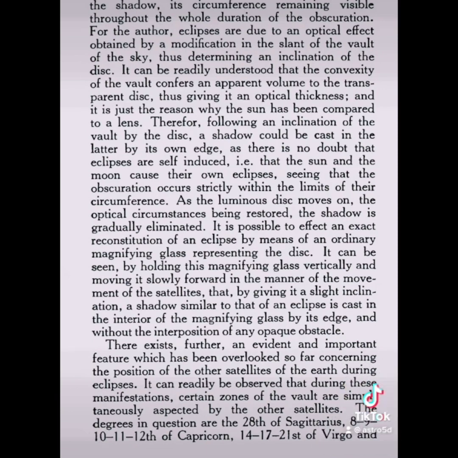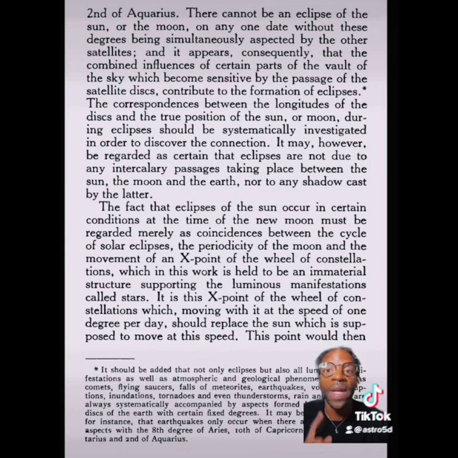There exists further an evident and important feature which has been overlooked so far concerning the position of other satellites of the Earth during eclipses. It can readily be observed that during these manifestations, certain zones of the vault are simultaneously aspected by other satellites. The degrees in question are the 28th of Sagittarius, 8, 9, 10, 11, 12th of Capricorn, 14th, 17th, and 21st of Virgo, and 2nd of Aquarius. There cannot be an eclipse of the sun or the moon on any one date without these degrees being simultaneously aspected by the other satellites.